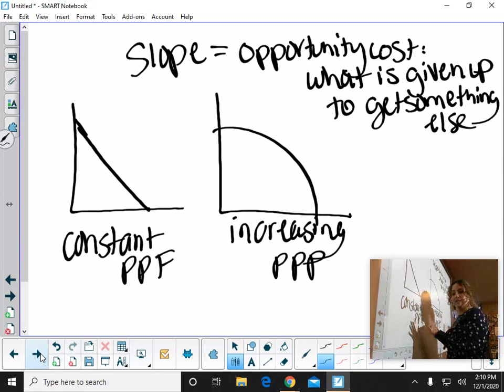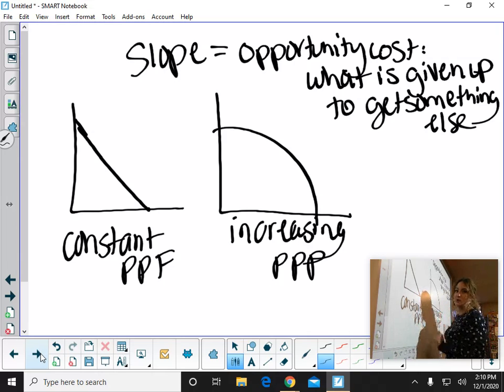So is it a constant opportunity cost where you lose three, get one, lose three, get one, lose three, get one? Is it the same slope throughout? So it's the same opportunity cost? Or is it an increasing opportunity cost, meaning the more you make of one, the more and more you're going to have to give up of the other? Well, it depends what products you have on your graph.